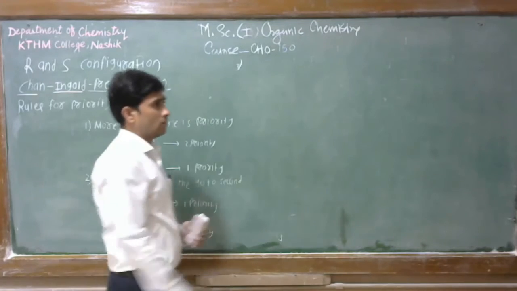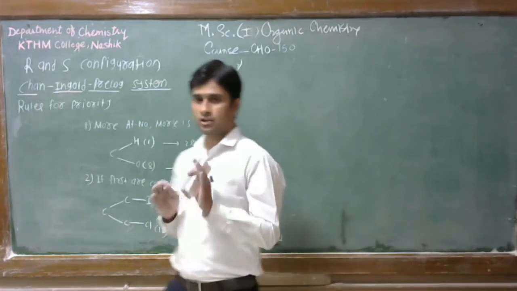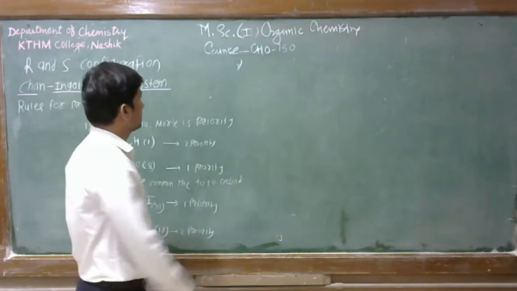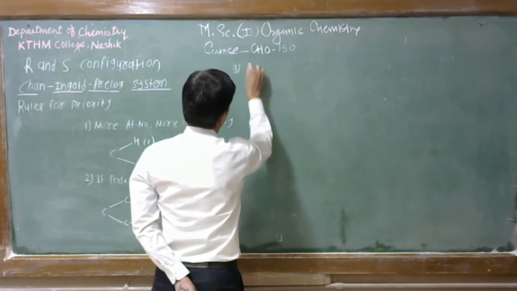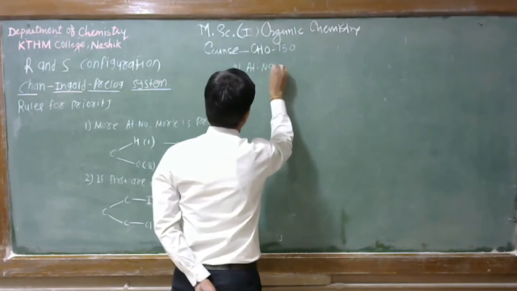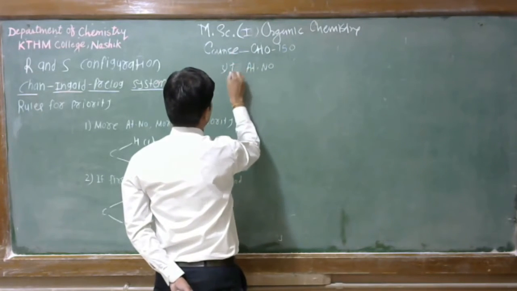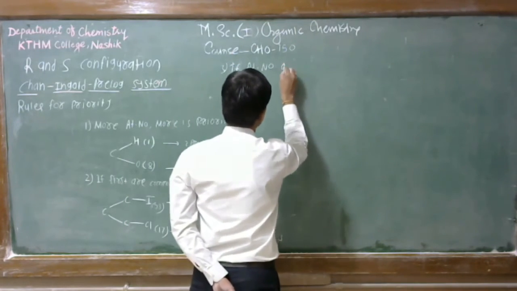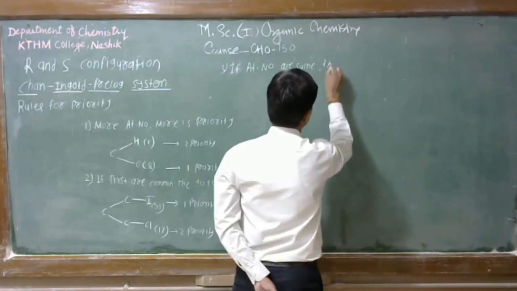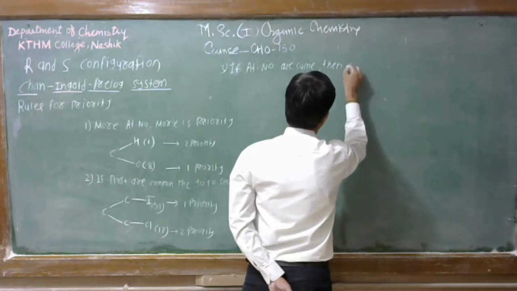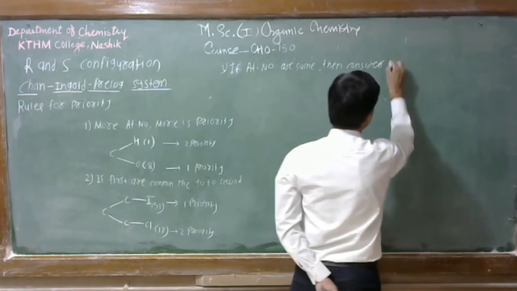The third rule for the priority is: if the atomic numbers are the same, then consider the mass number.